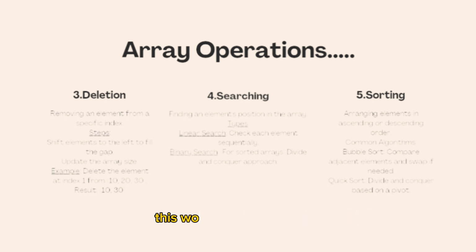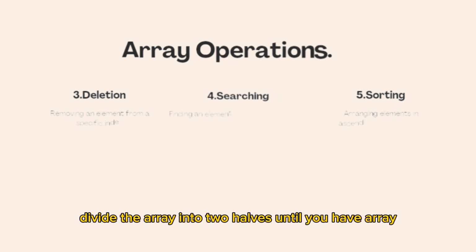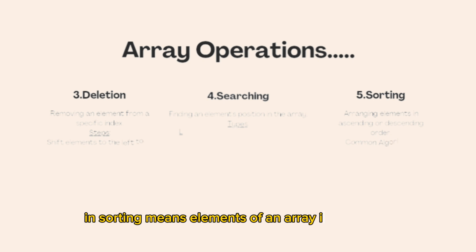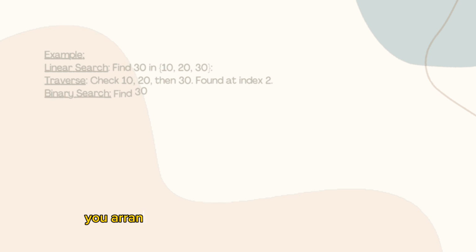Binary search. This works on sorted arrays. You repeatedly divide the array into 2 halves until you find the value. Sorting means arranging the elements of an array in a specific order, such as ascending or descending. For example, if you have an array with values 30, 10, and 20, and you want them in ascending order, you rearrange them to 10, 20, and 30.